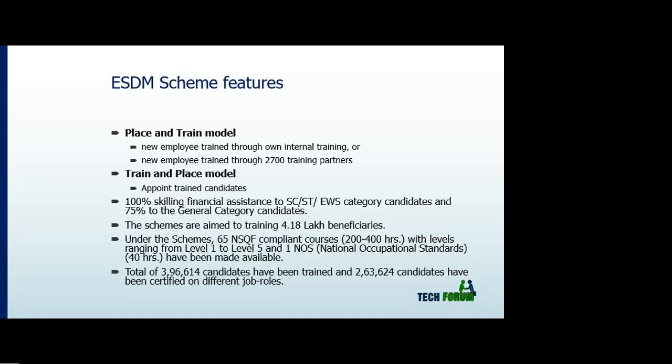Then, train here, and when you place him, his internal training is recognized by the government. We will provide our own experienced staff and 65 National Skill Qualification Framework compliant courses of 200 to 400 hours that we have designed. If your training is isolated and separate for them, we will certify it exactly for your company. Once we certify it, it is in Government of India's recognition.